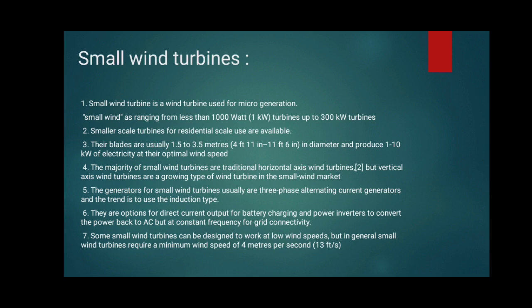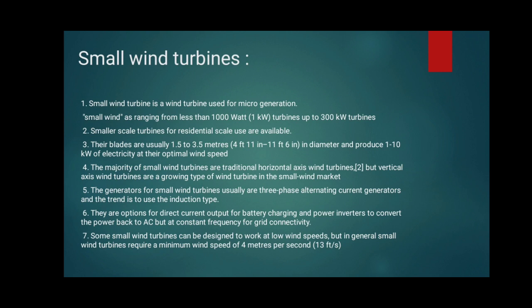The small wind turbine is a wind turbine used for micro generation of small wind, ranging from less than 1000-watt turbines up to 300 kilowatts turbine. Smaller scale turbine for residential scale use are available. Their blades are usually 1.5 meters to 3.5 meters, that is 4 feet 11 inch to 11 feet 6 inch in diameter, and produce 1 to 10 kilowatts of electricity at their optimal speed.